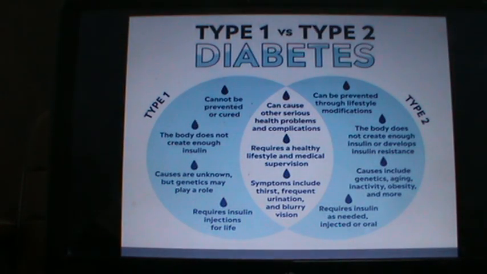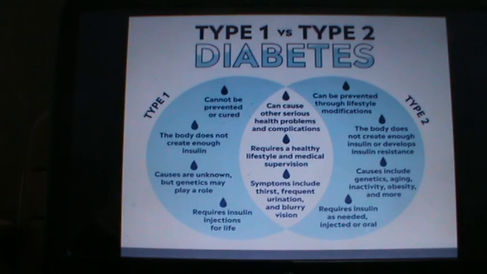The difference between type 1 and type 2 diabetes: type 1 cannot be prevented or cured, while type 2 diabetes can be prevented through lifestyle modification. In type 1 diabetes, the body does not create enough insulin, while in type 2 diabetes, the body does not create enough insulin or develops insulin resistance. In type 1, the causes are unknown, but genetics may play a role, and it is present in childhood. In type 2, causes include genetics, aging, inactivity, obesity, and many more, and it is very common in adult patients.